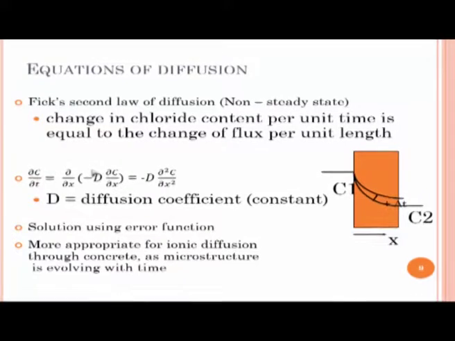So for that, we need to move to something called the non-steady state equation, that is called Fick's second law of diffusion. Now as per this, the change in chloride content per unit time is equal to the change of flux per unit length. Now not change of concentration per unit length, but change of flux per unit length, okay. So if you look at the same system here, your concentration on one side is C1 and the concentration on the other side is C2.